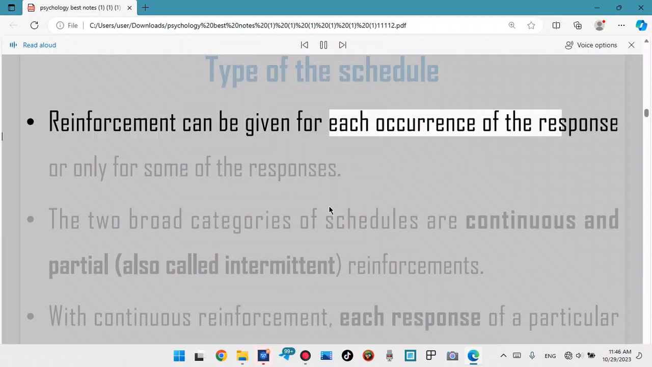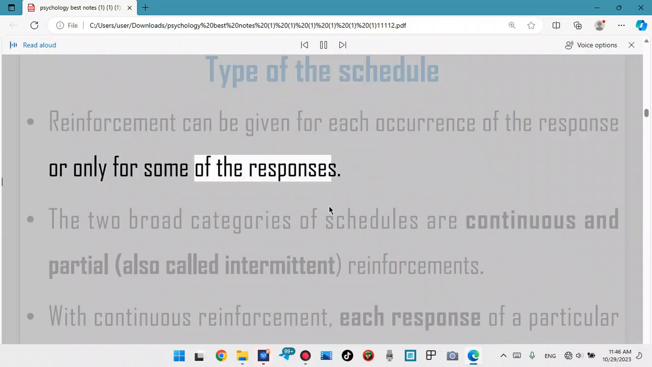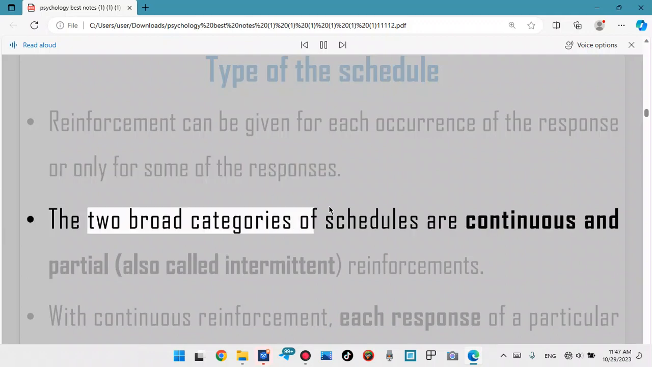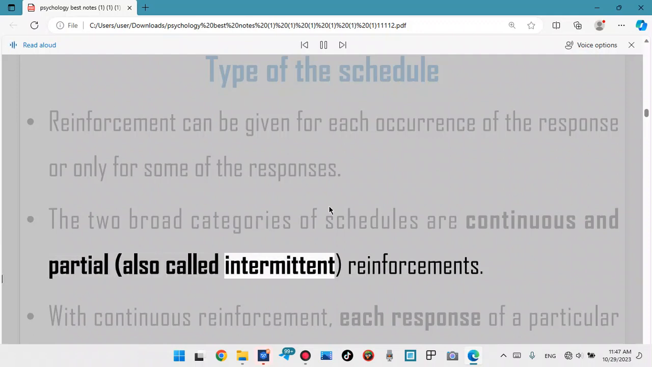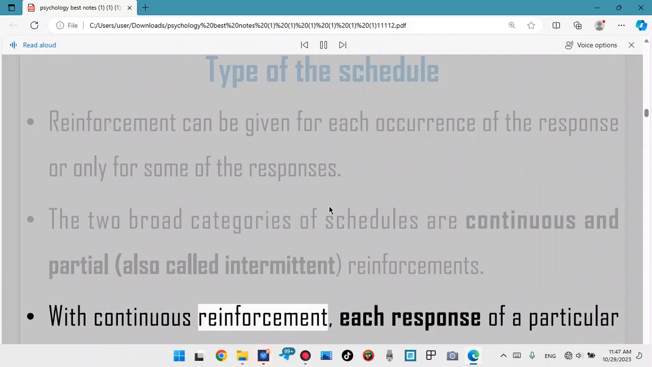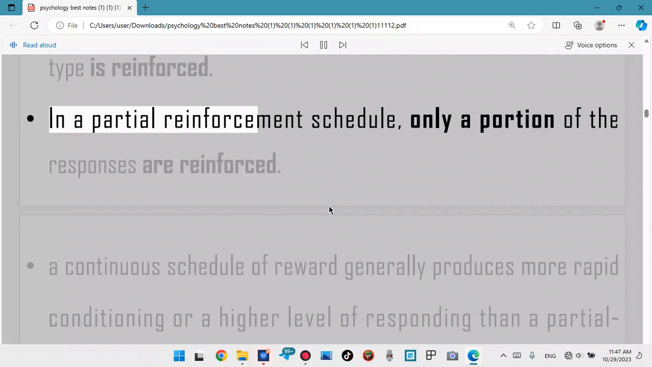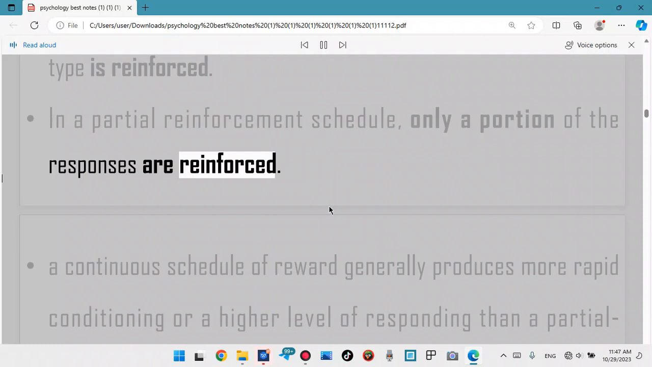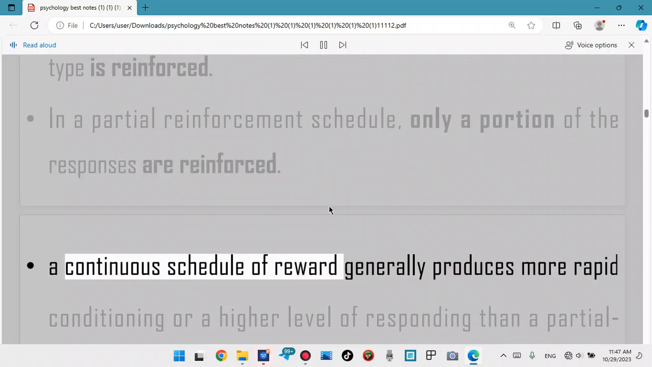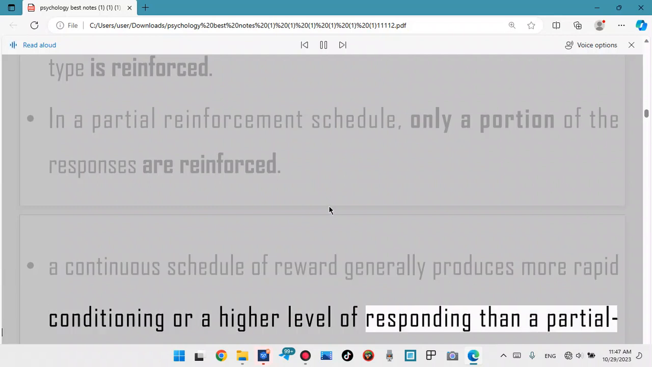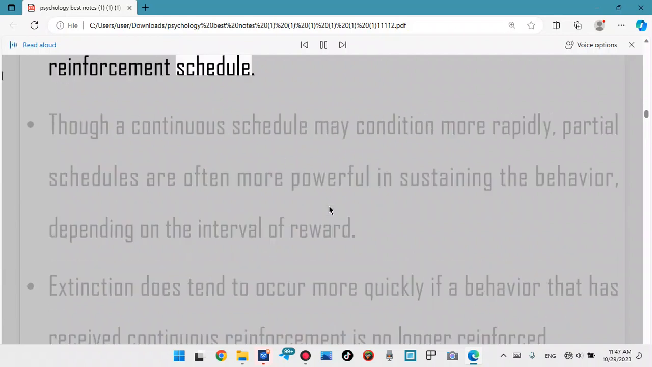Type of the schedule. Reinforcement can be given for each occurrence of the response or only for some of the responses. The two broad categories of schedules are continuous and partial, also called intermittent, reinforcement. With continuous reinforcement, each response of a particular type is reinforced. In a partial reinforcement schedule, only a portion of the responses are reinforced. A continuous schedule of reward generally produces more rapid conditioning or a higher level of responding than a partial reinforcement schedule.